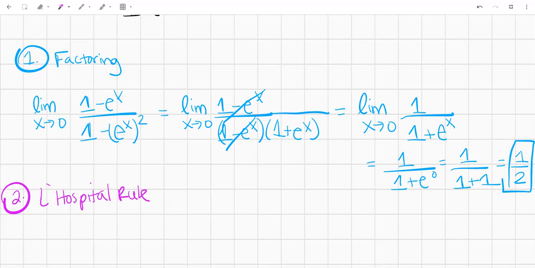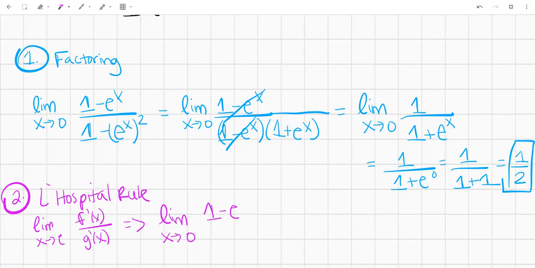Now, there's actually a second way we can solve this limit, and that way is using L'Hopital. For L'Hopital, remember, we need to find the derivative of our numerator and the derivative of our denominator. So in this case, the limit as x approaches 0, we need to find the derivatives of 1 minus e to the x and 1 minus e to the 2x.